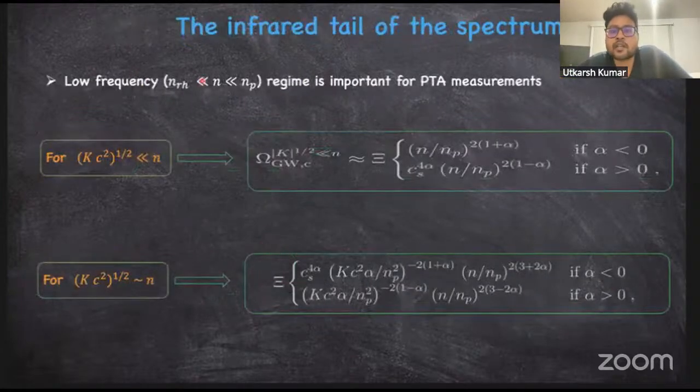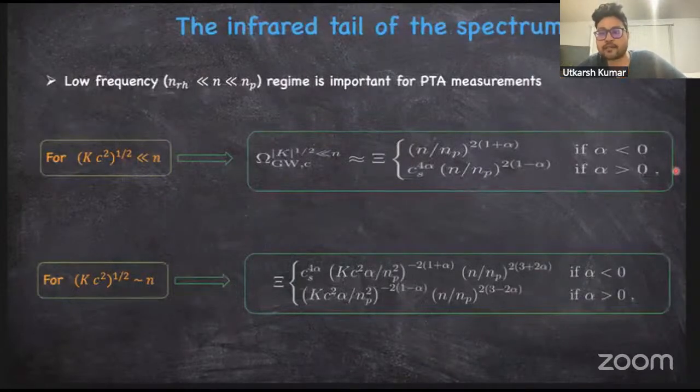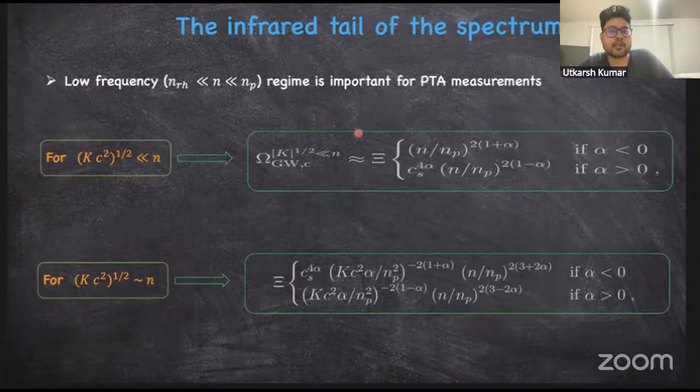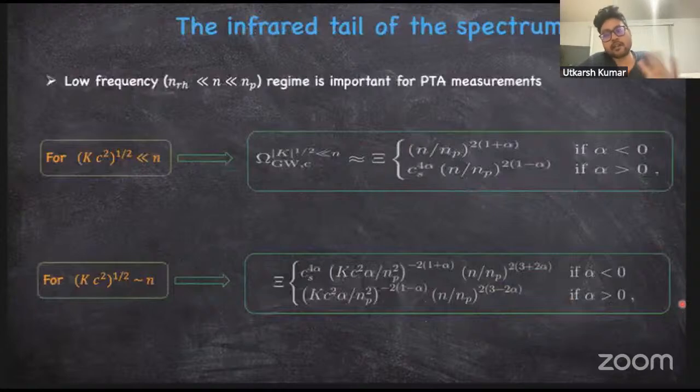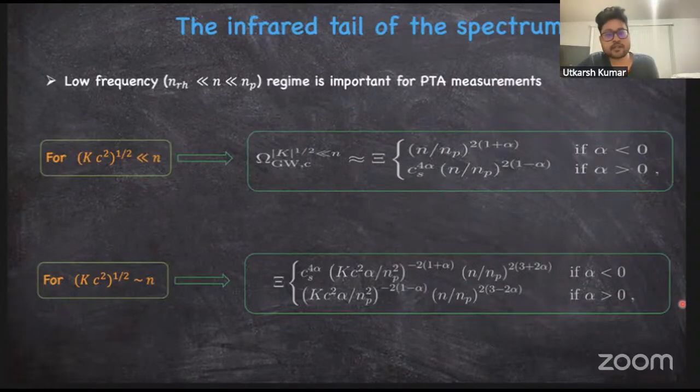So now the behavior of the infrared tail of the spectrum becomes important for the non-vanishing k. So for the low frequency regime, we can write down the analytical results. We can approximate the spectrum in a more practical way. Interestingly enough, there exist several limits in which this scalar-induced gravitational wave in a curved space background has a distinctive behavior.